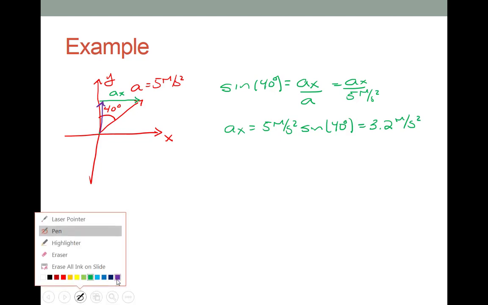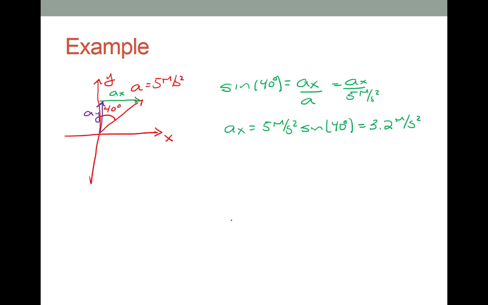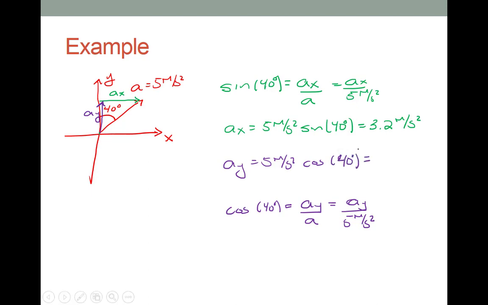And if I look at my y component here, cosine of 40 degrees is the y component divided by a. So that would be ay divided by 5 meters per second squared, or in other words, ay is 5 meters per second squared times the cosine of 40 degrees. So 5 times the cosine of 40 is 3.8 and change meters per second squared.